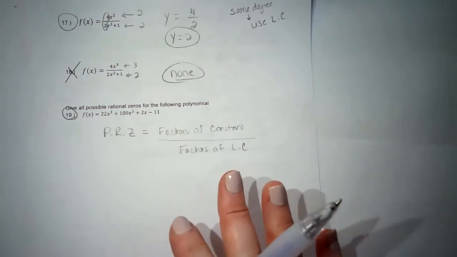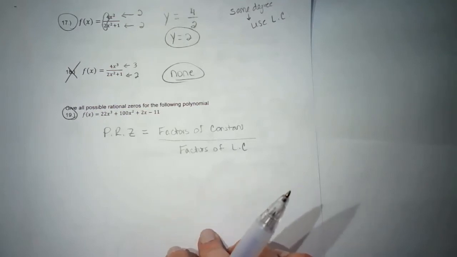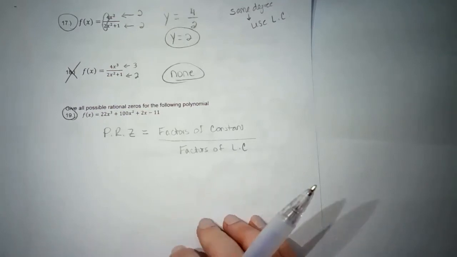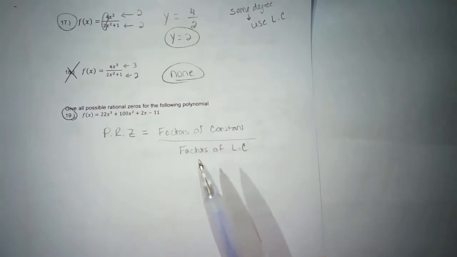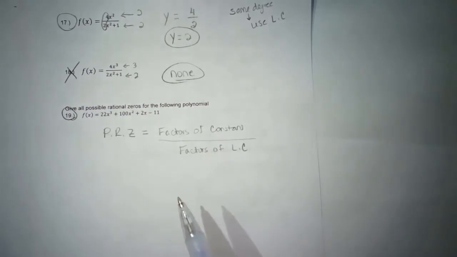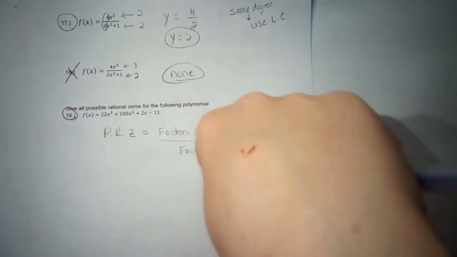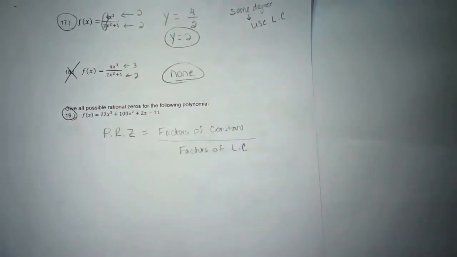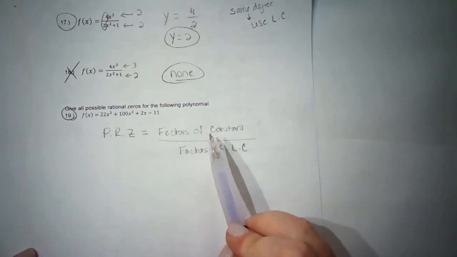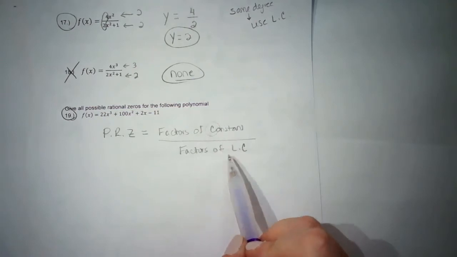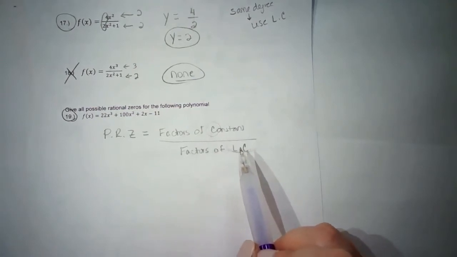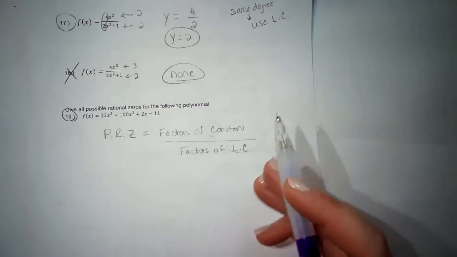Now, the only time students mess up with this, because usually they do a pretty good job, is they forget who's on top. Sometimes they'll put factors of the leading coefficient divided by factors of the constant. Unfortunately, on this test, one answer is going to be this, and one answer is going to have it flipped. So do something to help you remember. I'm always coming up with stupid stuff: constant comes first before leading coefficient, like ABC order, so maybe it goes on top. Come up with something to help you remember that.